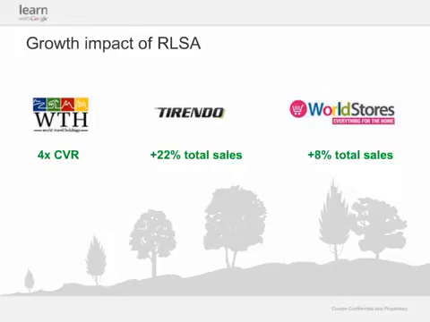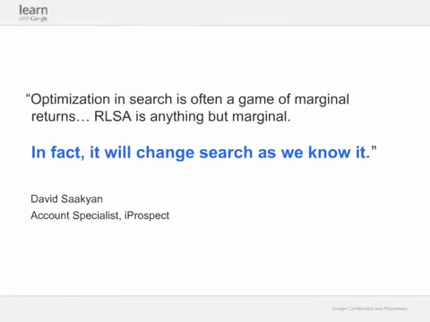World Travel Holdings was looking to improve their efficiency and did so by increasing bids for prior site visitors and adjusting their ad text. Torrendo and World Stores were looking for more top-line growth out of their AdWords accounts, and so used RLSA to bid pretty aggressively for past site visitors, and did manage to achieve that top-line sales growth they were looking for. And so here's a quote from an account specialist at iProspect that we've worked with.